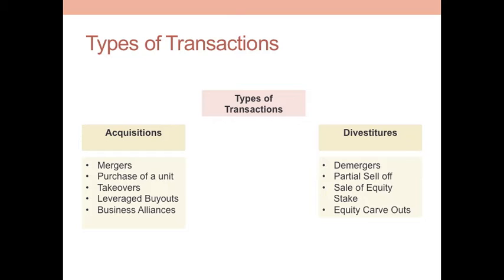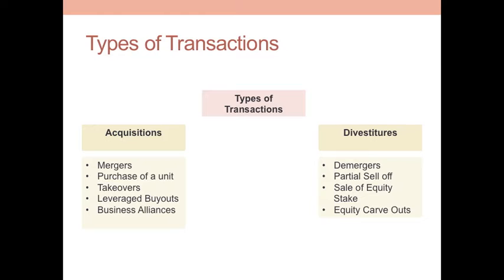Now let's take a look at different types of business transactions. Transactions can broadly be bucketed into two categories. One is acquisitions, where one company acquires one or more units of another company. The other is divestitures, when a company sells off one or more of its units to another company.